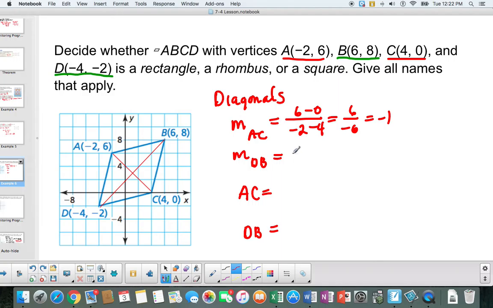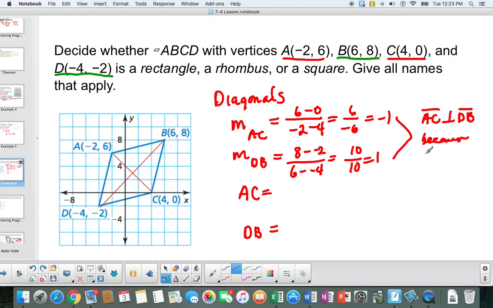Okay, DB, I want to find its slope. So that's going to be 8 take away negative 2 all over 6 take away negative 4. That's going to be 10 over 10, which is 1. Now, these slopes tell me that segment AC is perpendicular to DB because they're opposite reciprocals. All right, so now I know for sure that it's a rhombus. I know it's a parallelogram, and because the diagonals are perpendicular, I know it's a rhombus.